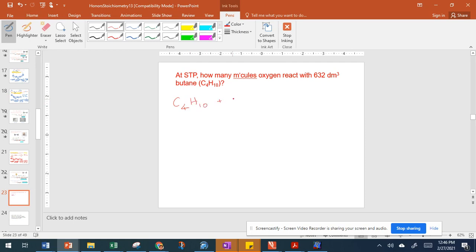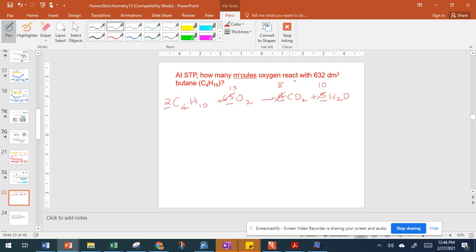C4H10 plus oxygen goes to carbon dioxide plus water. We're going to balance it using the CHO method, just like in the last unit. So we put a 4 here, a 5 here, and then we have 8 plus 5 is 13. So that means we need a 6.5, and then we're going to double. Okay, so now our equation's balanced.